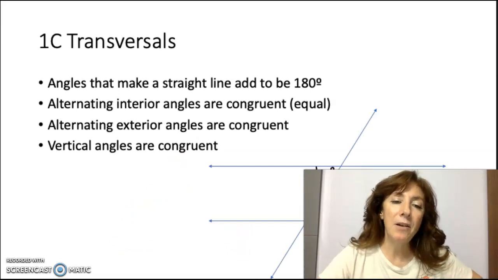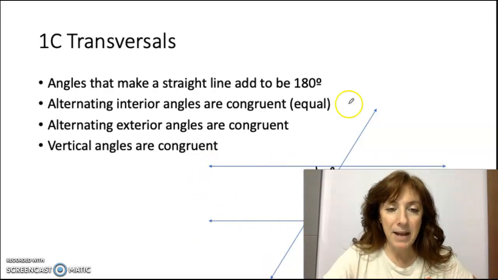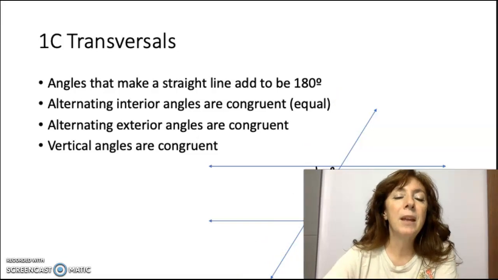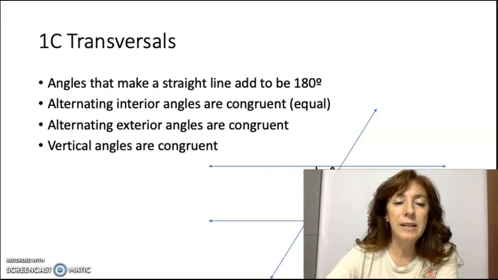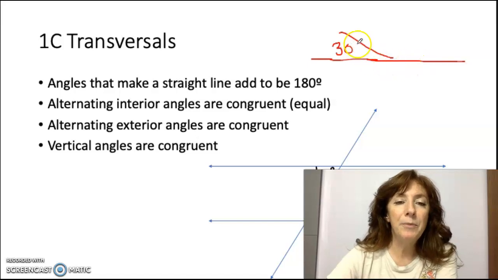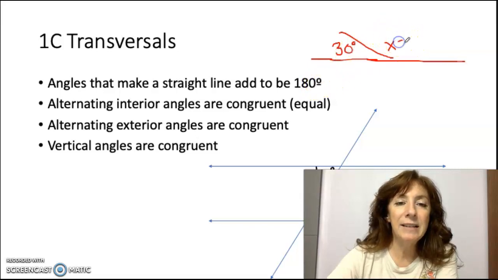All right, so let's talk about transversals. When we have parallel lines cut by a transversal, we have special relationships where we can solve problems. Remember that whenever you have a straight line, any angles that make up that straight line equal 180 degrees. So if I have this straight line and it's made of a 30-degree angle and another angle, 30 plus x has to equal 180 degrees. So x would be 150 degrees, right?